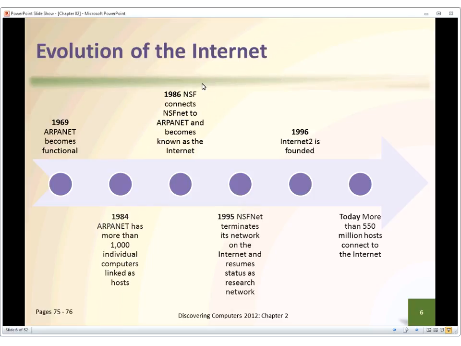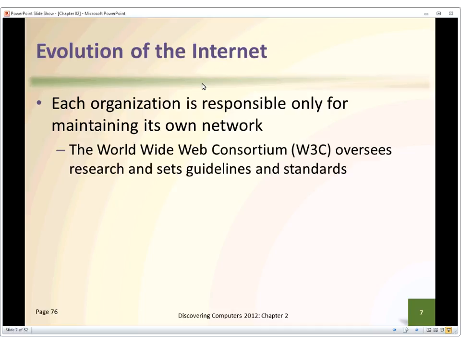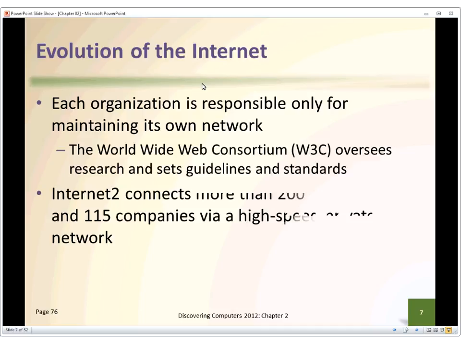So each organization that's connected to the Internet is responsible for maintaining their own network. So remember, the Internet is a collection of networks. The World Wide Web Consortium, W3C, oversees the research and sets the guidelines and standards for each of the organizations that are participating. Internet 2, which is up and running, we don't have access to that yet as the public. We're still on Internet 1. But more than 200 universities and 115 companies in the world are connected together via a high-speed private network called Internet 2.